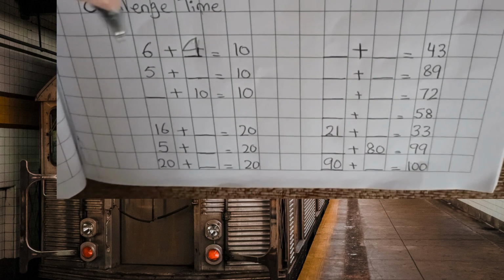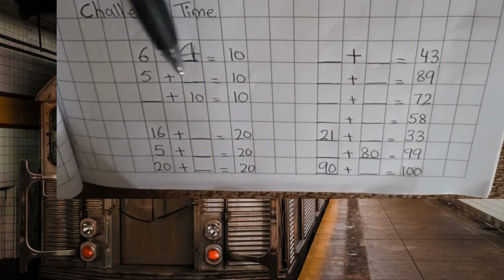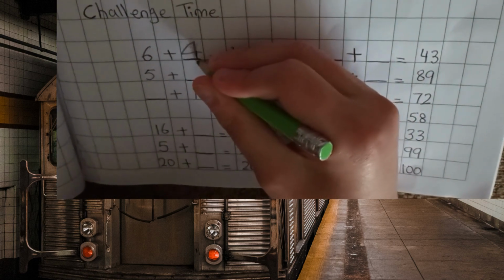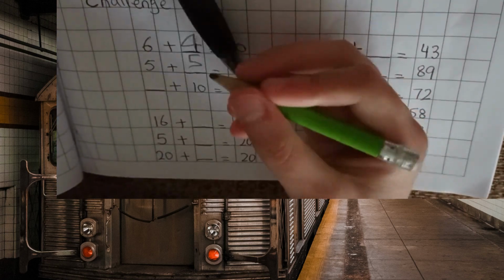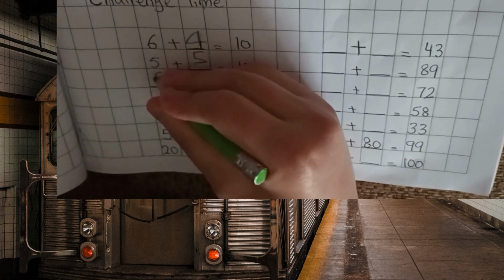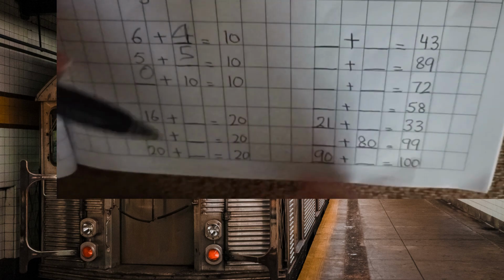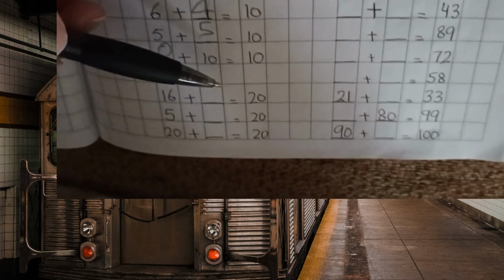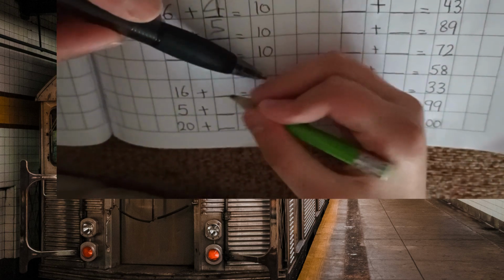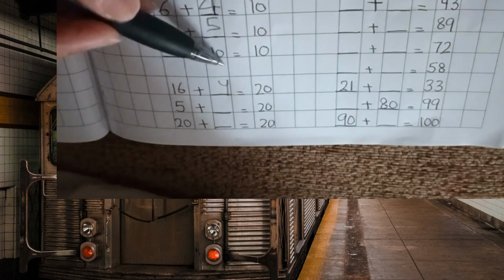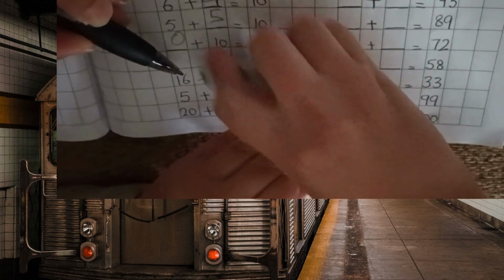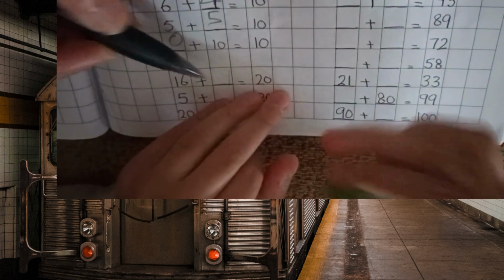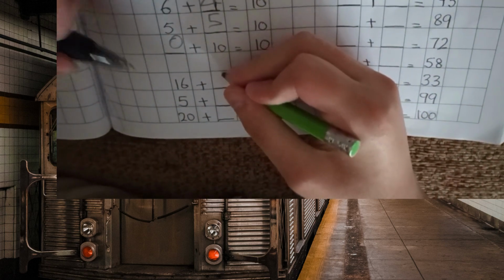I want a flag. Okay, so 5 add what makes 10? 5. Good boy. Next. Blank add 10 is equal to 10. 0. Well done, my son. Now look at this one carefully. 16 add what is equal to 20? Write 4 properly, please. So 6 has 4 dots, 4 has 4 dots. So 16 add 4 makes 20. Well done.